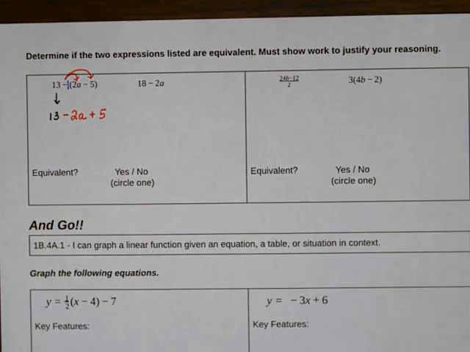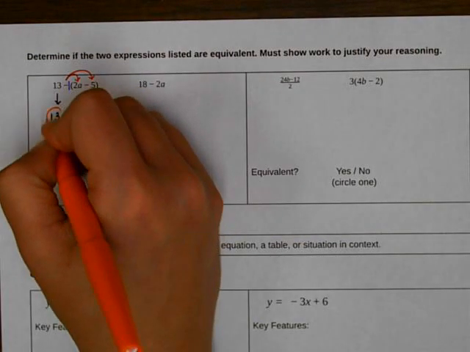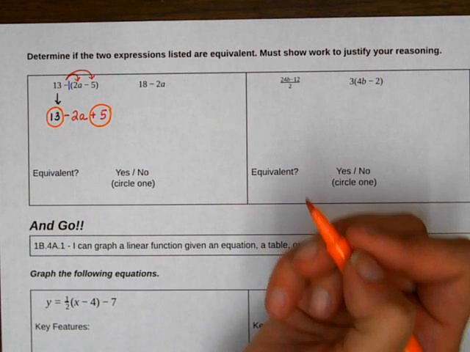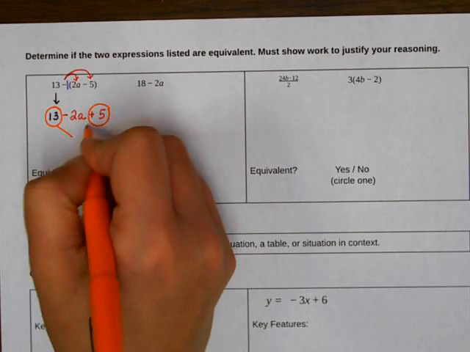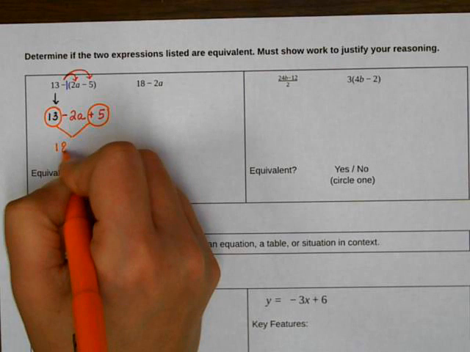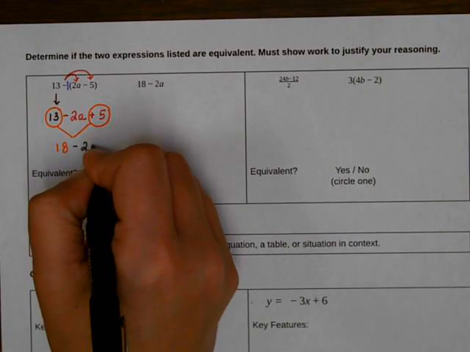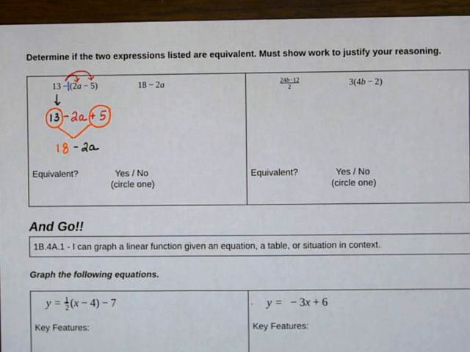Now I'm looking at this answer and I'm thinking, wow, I just noticed that there are some like terms. So I'm going to use another one of my simplification strategies, which is to combine like terms. The 13 and the 5 are alike because neither of them has a variable. So 13 plus 5 would give me 18, and I'm just going to drop down the -2a. Just drop it like it's hot.